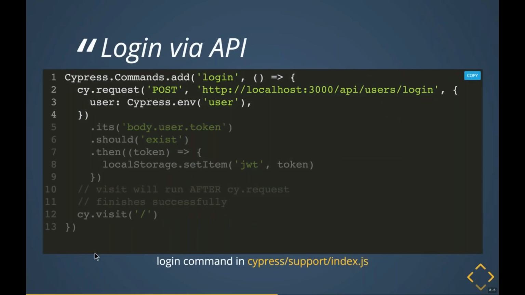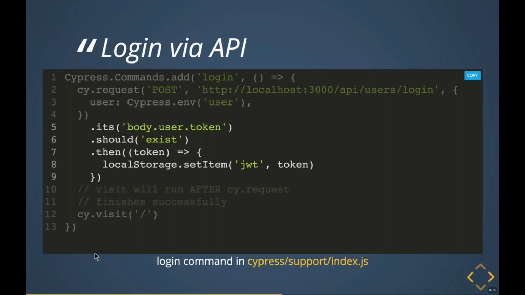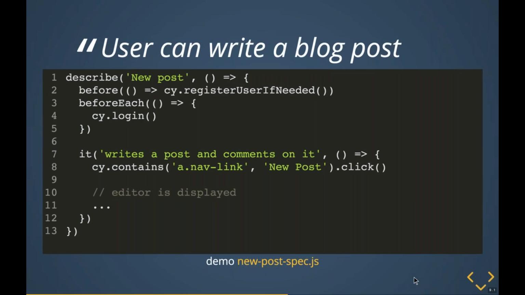So here's the Cypress equivalent. We're going to add a Cypress command, login. We're going to make a request and pass the same user information that we used to create a test account. This will give us an object. From that object, we'll get the user property, then its token property. We verify that it exists, so we can easily check that it's not null. And then we get a token, and we just set it in local storage. After this command completes, we're going to have a valid JWT token in local storage. And then when we visit the page, our web application will be logged in. That's as easy as that.